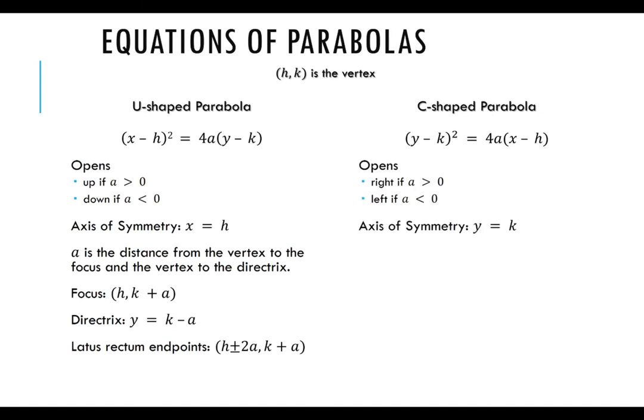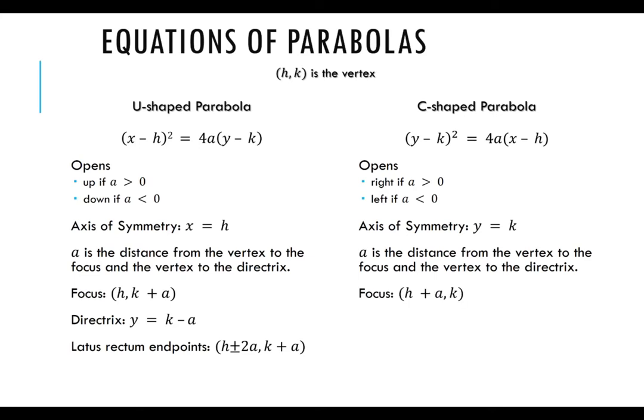The axis of symmetry in this instance is the horizontal line, y equals k, because k is, of course, the y-coordinate of the vertex. a is going to be the distance from the vertex to the focus and from the vertex to the directrix. That's exactly the same. The focus, though, this time is going to be h plus a, and then the y-coordinate is k. Then the directrix is going to be the vertical line, x is equal to h minus a, and the latus rectum endpoints are h plus a, and then k plus or minus 2a. Recognize that h plus a is the x-coordinate of the focus, and then we're going that distance to the right and to the left to get the pairs on the parabola.